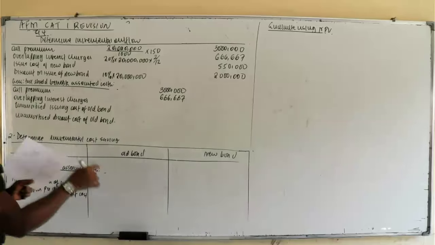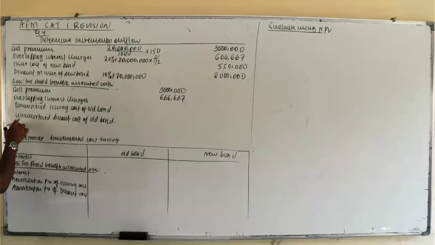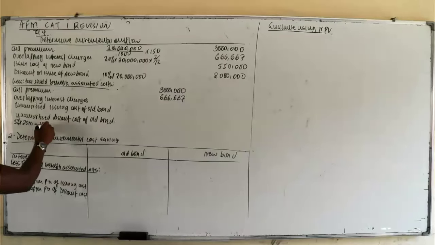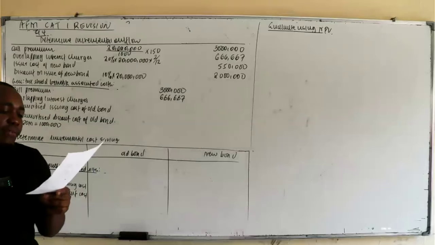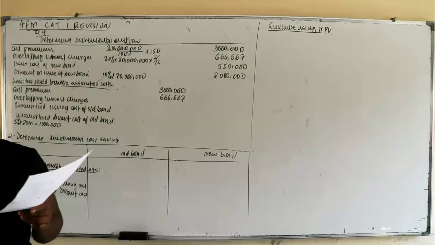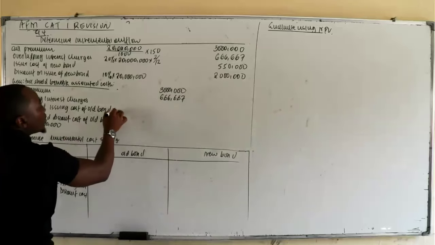Now let's start with this. The unamortized discount cost of the old bond. They were issued at a discount of 5% of 20 million. How much is that? Is it 1 million? It's 1 million. And the firm incurred a flotation cost of 450. So the issuing cost of the old bond was 450.